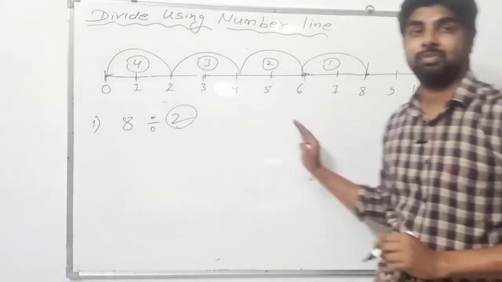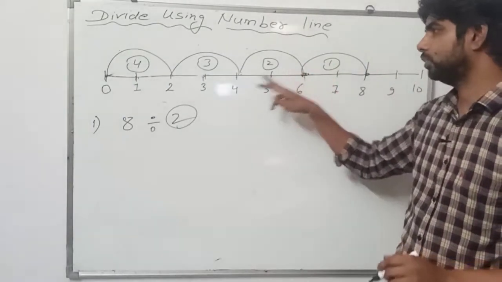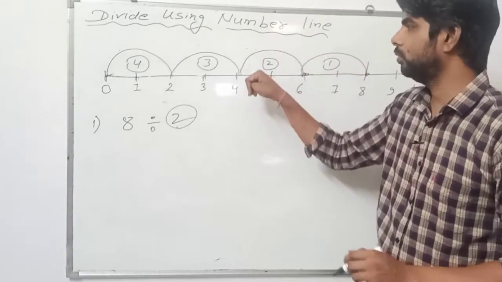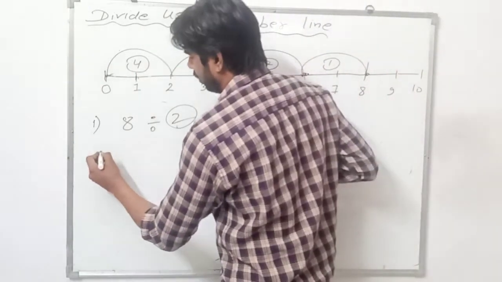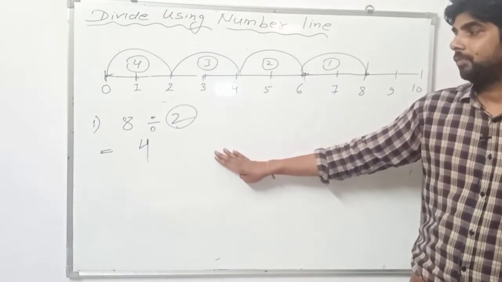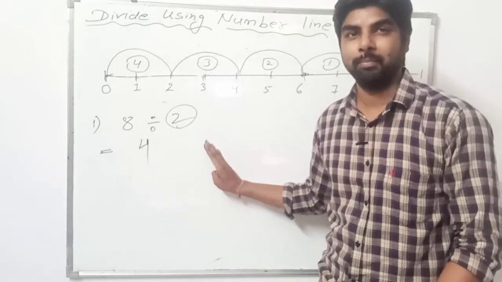So how many steps did we go backwards? 1, 2, 3 and 4. How many jumps have we done? 1, 2, 3 and 4. So the result of 8 divided by 2 is 4. This is how we can divide using the number line.